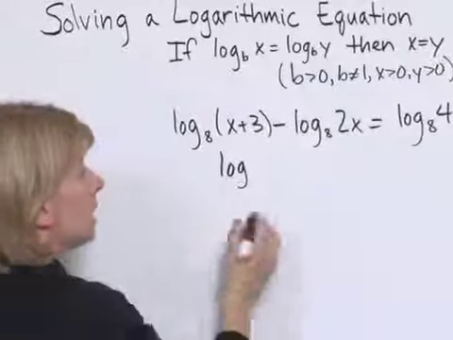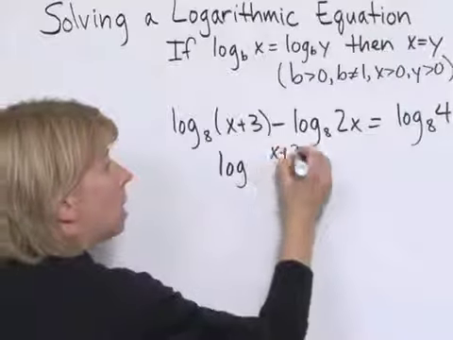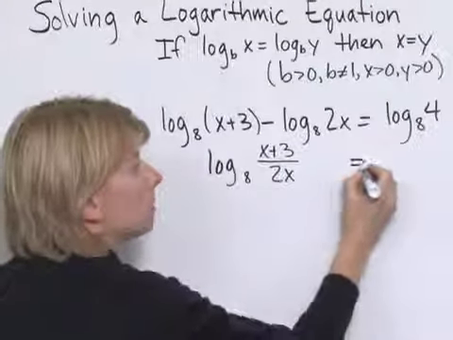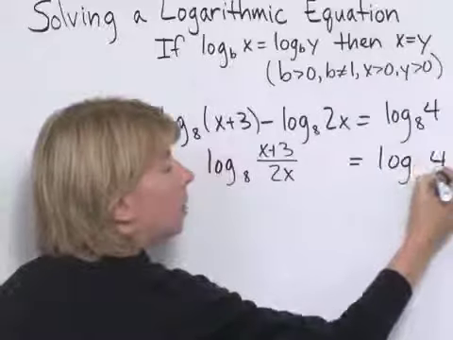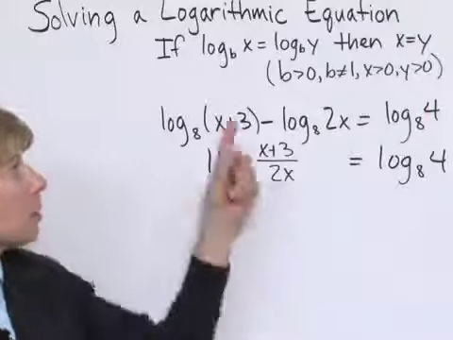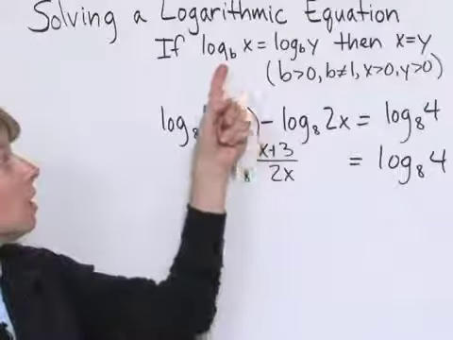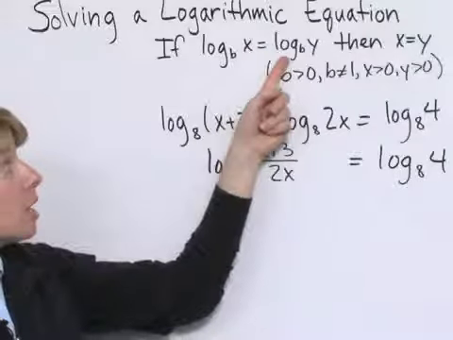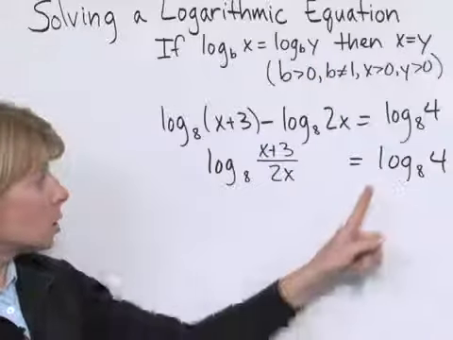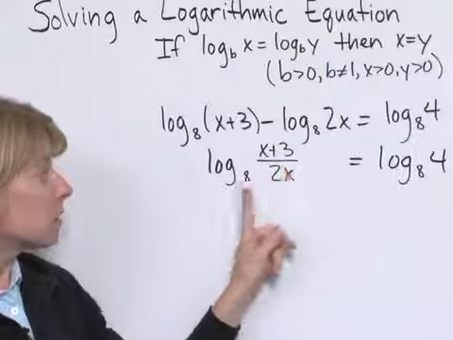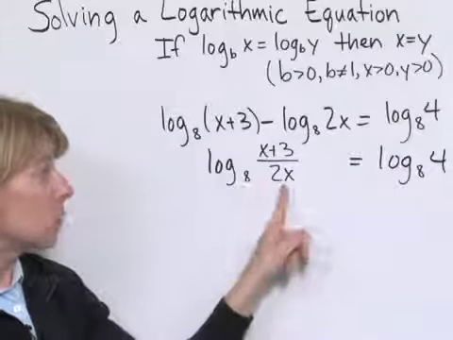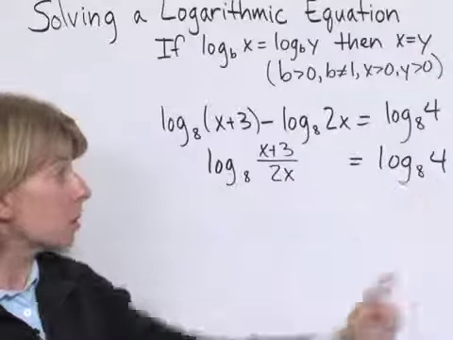So I'm going to rewrite this left-hand side as the log of x plus 3 divided by 2x base 8, and this will equal the log of 4 base 8. Now we're going to use this property that says if the log of x base b equals the log of y base b, then x and y better be equal. Notice here we have the log of this expression base 8 equals the log of 4 base 8. Because we have the same base, we can set x plus 3 over 2x equal to 4.